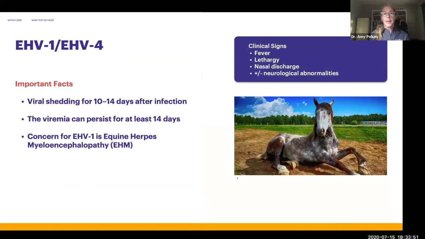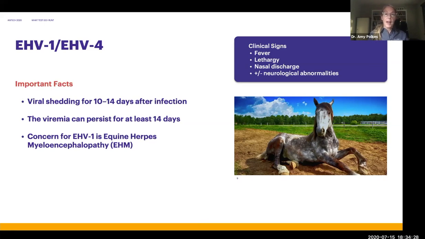So starting with EHV1 and EHV4, what are the normal clinical signs? Of course, what we worry about is EHM, equine herpes myeloencephalopathy. But if it's in the respiratory form, we're going to miss it. Most horses have seen it by the first year of their lives. But you can see fever, lethargy, nasal discharge, and then again, plus or minus neurologic abnormalities. Why do we really care about these? It's really the neurologic aspect that is the most concerning, of course.